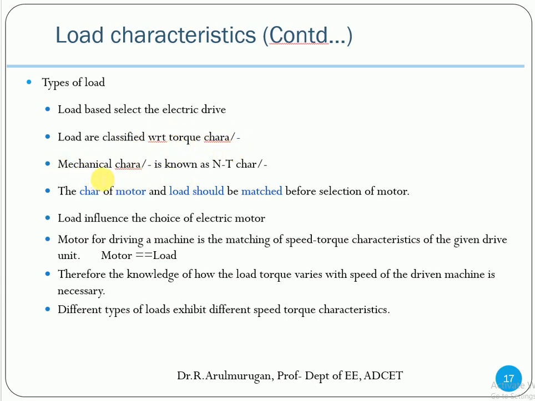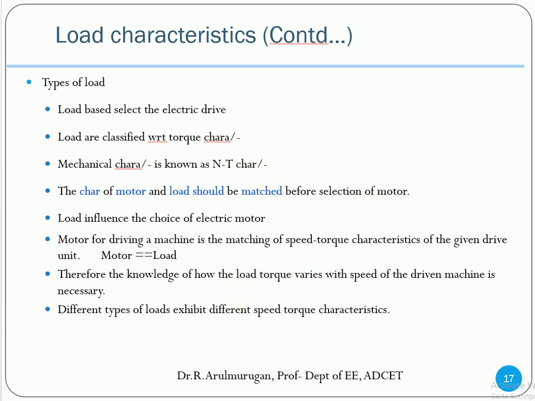What are mechanical characteristics? Mechanical characteristics are nothing but speed versus torque. Electrical characteristics means torque versus armature current. The characteristics of the motor and the load should be matched. The load influences the choice of the electrical motor system, so the motor and the load should be matched. The motor for driving the machine should match the speed torque characteristics of the given drive unit. So these are some more basic points.